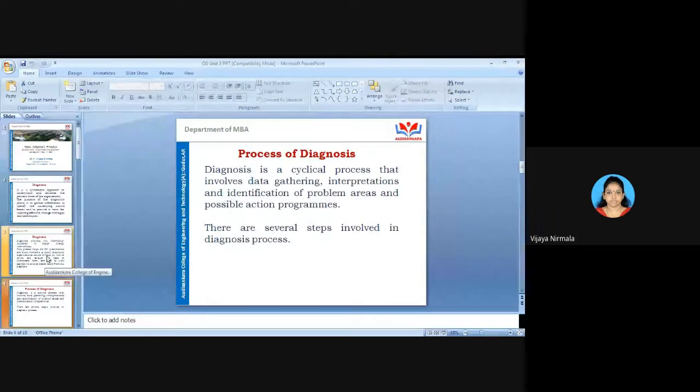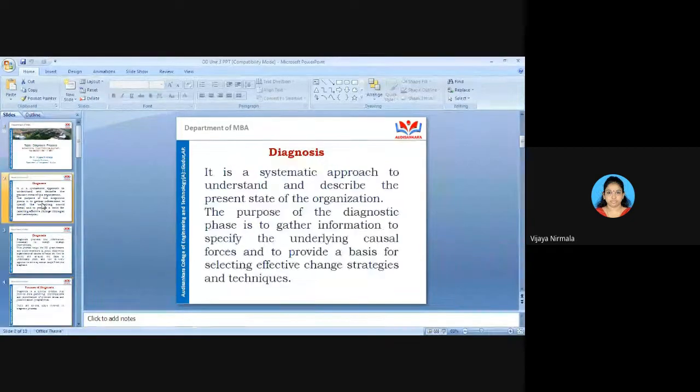So this means that the diagnosis provides the information which is necessary to design the change interventions. It is used to design the change interventions. It means that it allows for successful entry and contracting, which sets up the stage for successful diagnosis.